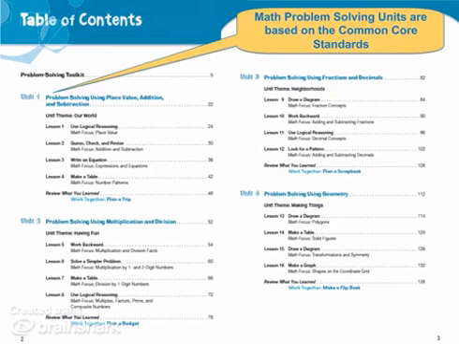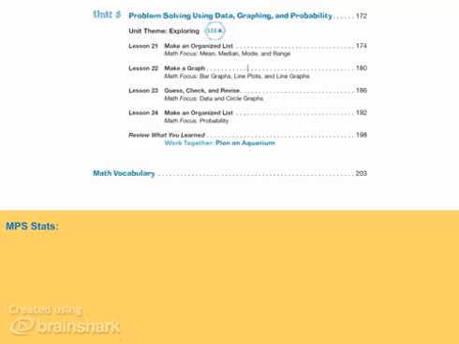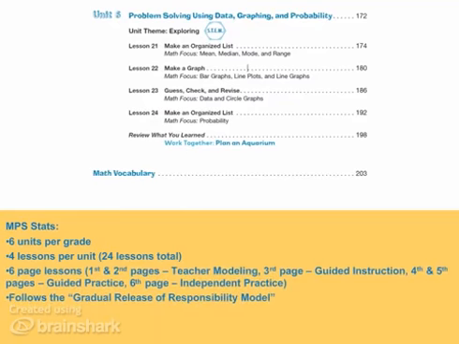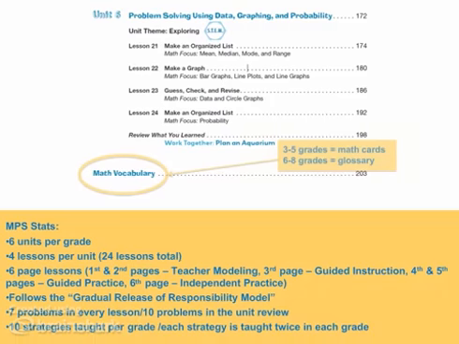All of the math within the problem-solving books is based on the Common Core strands. Each unit is focused on one math concept that the problem-solving strategy is applied to. You'll find that each problem-solving strategy is taught twice per grade. Every Math Problem Solving book has 6 units with 4 lessons each. The lessons are 6 pages in length and follow the gradual release of responsibility model, combining teacher-modeled instruction, guided student practice, and finally, independent practice for the student. There are 7 problems in each lesson and 10 problems in each unit. Every grade includes math vocabulary at the end of the book as well.